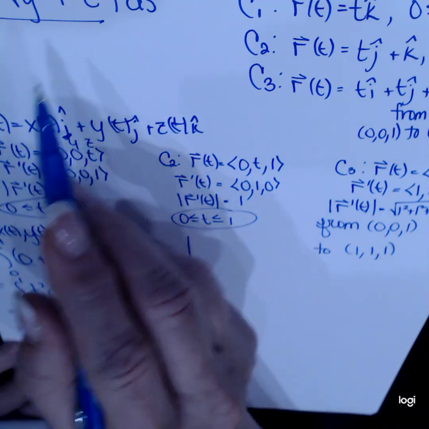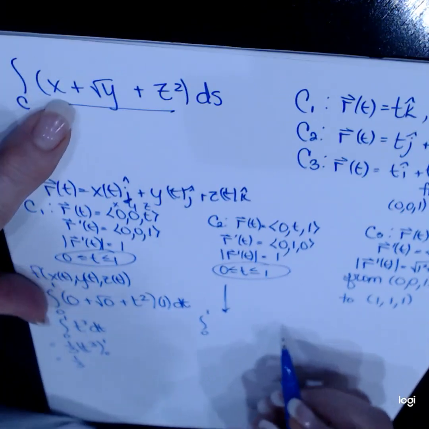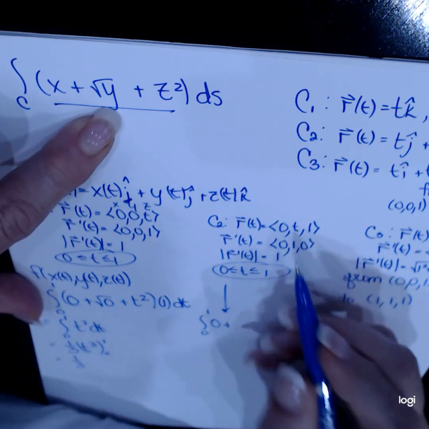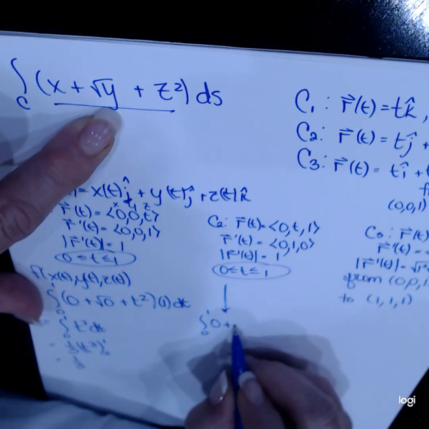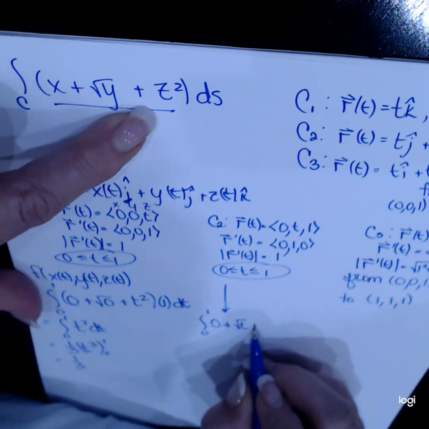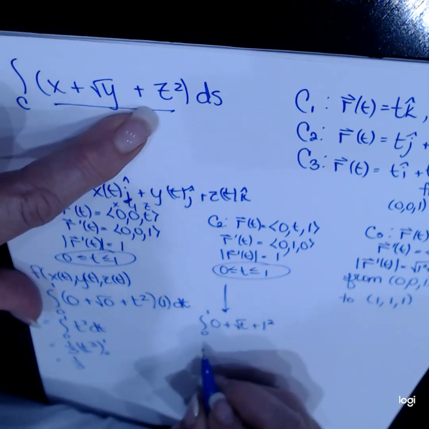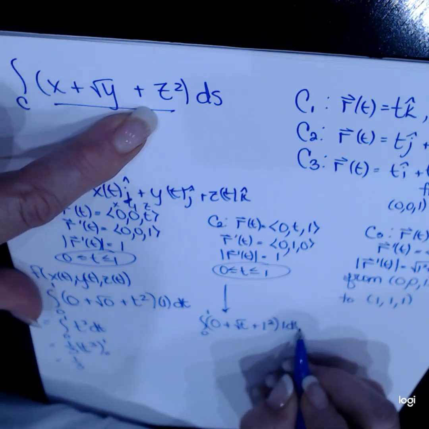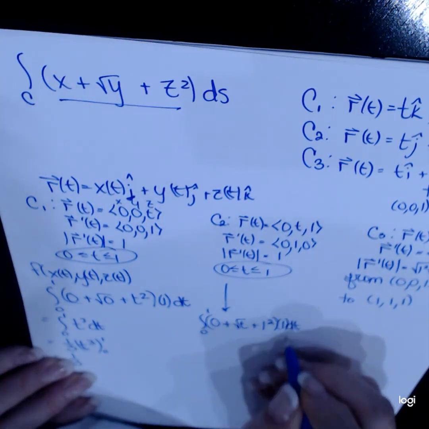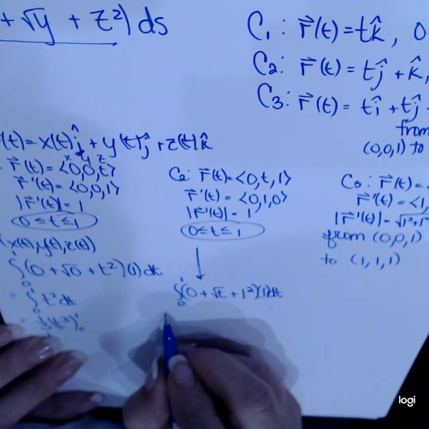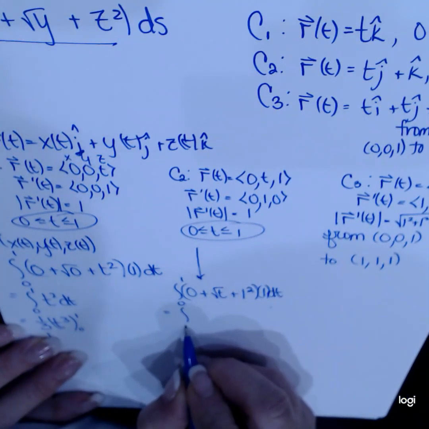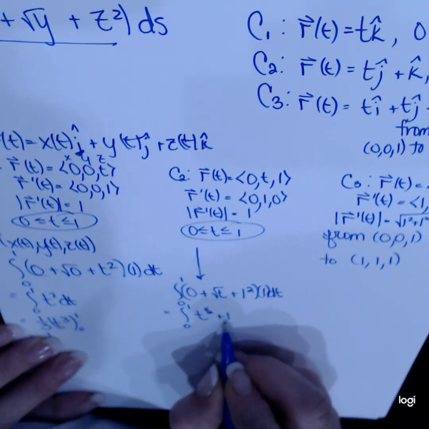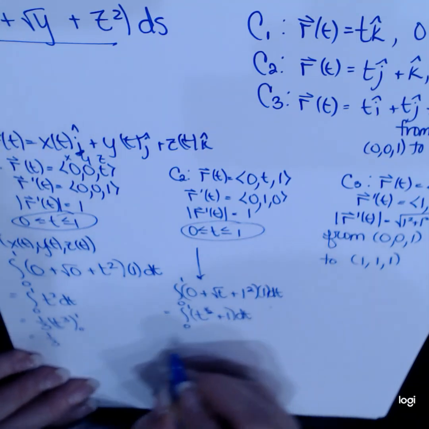Now we're going to rewrite our function. Remember, our function looked like x, which in this case is 0, plus the square root of y, and y in this case is t, plus 1 squared, times the magnitude, which is 1, dt. That's a 1 there. So I simply get the integral from 0 to 1 of t to the 1/2 plus 1 with respect to t.